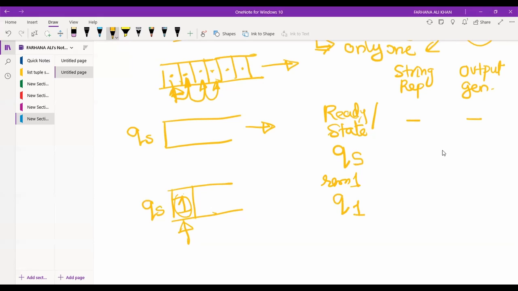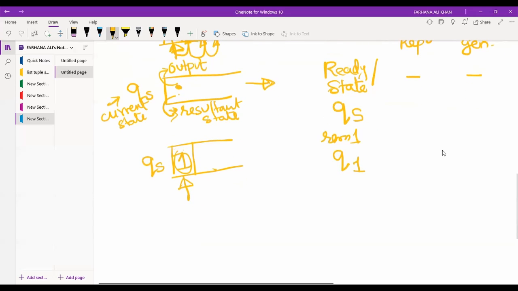Okay, and in this state, on the top of your tape, we are going to write the output symbols that are generated because of the operation, and here we are going to write the resultant state. So what is the state? In this state, here we are going to write the current state. What is our current state? And after reading any symbol, what kind of output is generated because of this input, and what will be the resultant state.